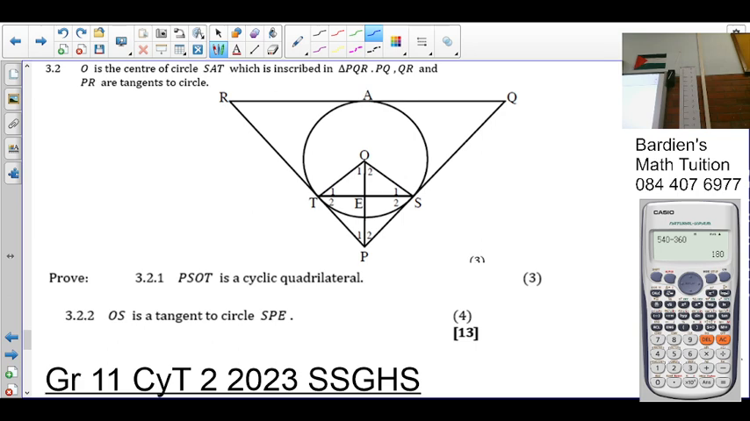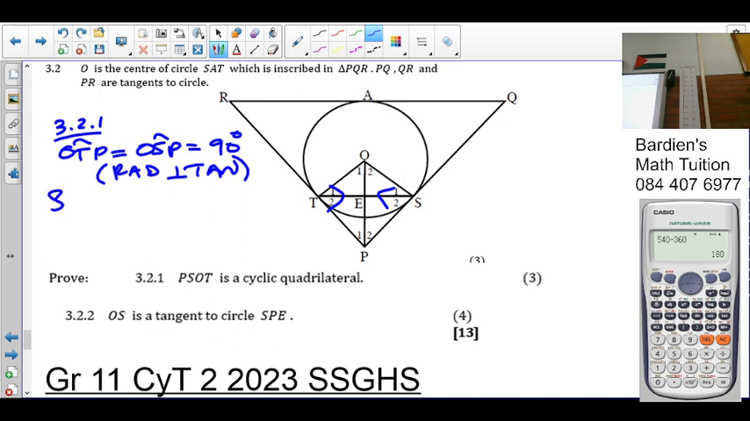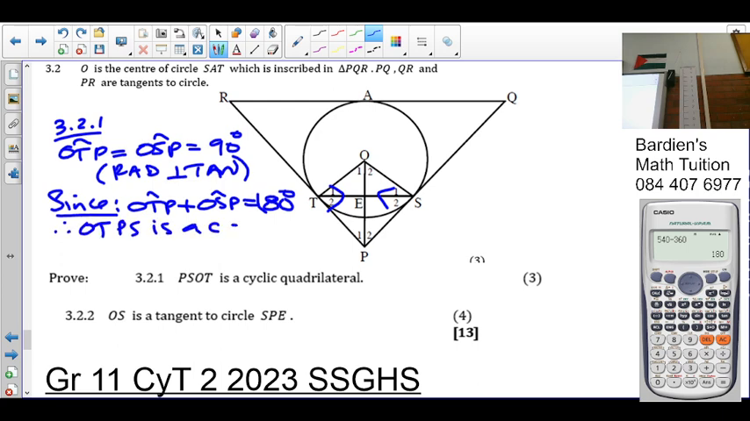Okay, people, we know this is going to be the same as the previous one, that's going to be 90 and 90, not so? So we're firstly going to say that OTP is equal to OSP, which is equal to 90 degrees. Why? Because radius perpendicular to tangent. So we say since OTP plus OSP is equal to 180 degrees, therefore OTPS is a cyclic quadrilateral. Why? Because the opposite angles are supplementary.